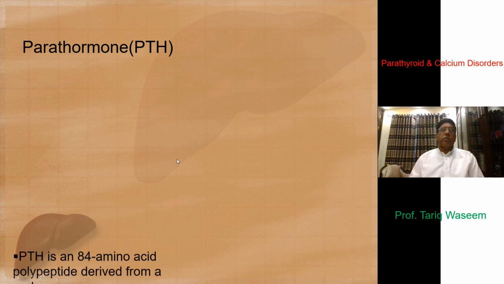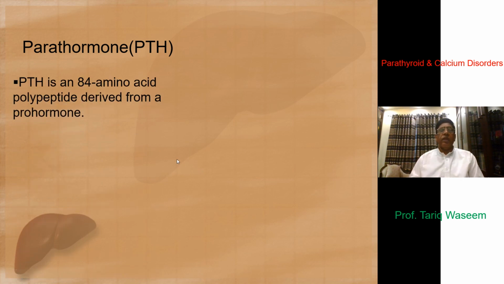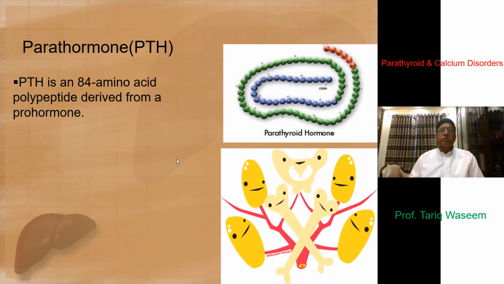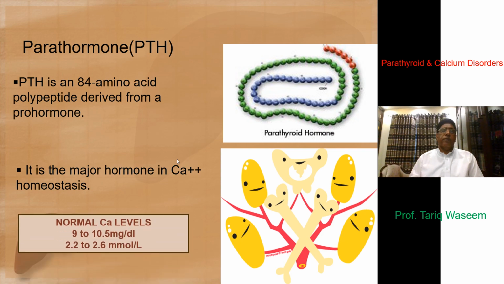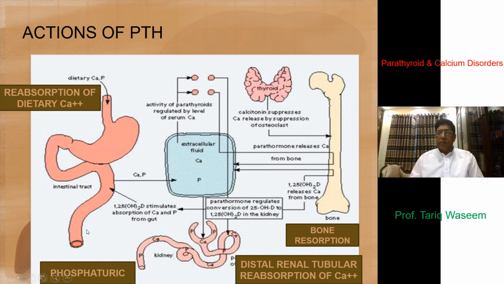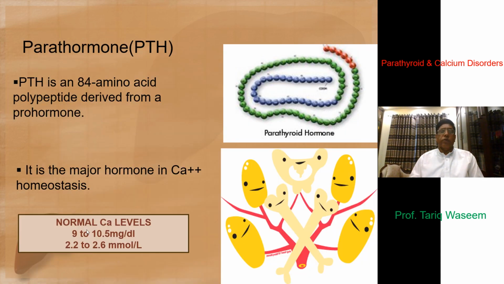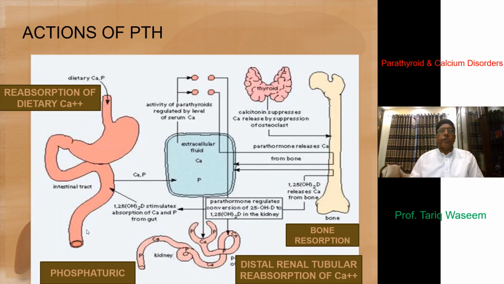Now parathormone is an 84 amino acid polypeptide, which is released as a prohormone and then activated into its active form. The main sites of its action, as I said, are the bone, gut, and the kidney. This is the main hormone which regulates calcium homeostasis, and the normal calcium level, which is to be remembered, is 9 to 10 milligram per deciliter or 2.2 to 2.6 millimoles per liter.